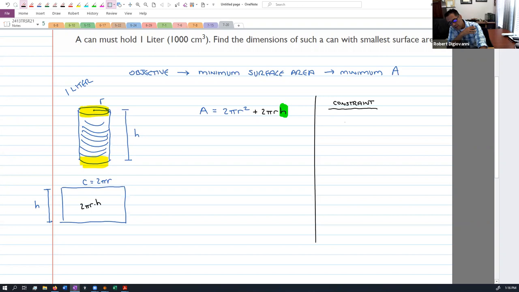So we know that the volume of the can must be one. I'm going to put 1,000 cubic centimeters because we're going to do everything in centimeters now. So instead of 1 liter, I'm going to put 1,000 cubic centimeters. That's what the volume must be.